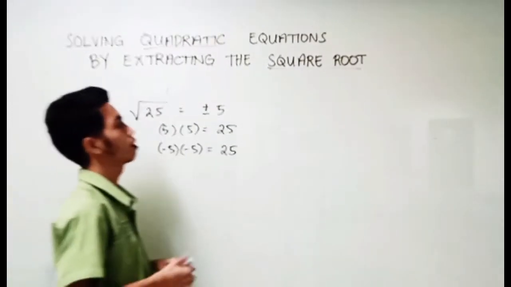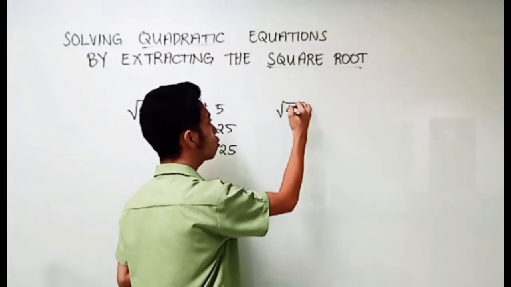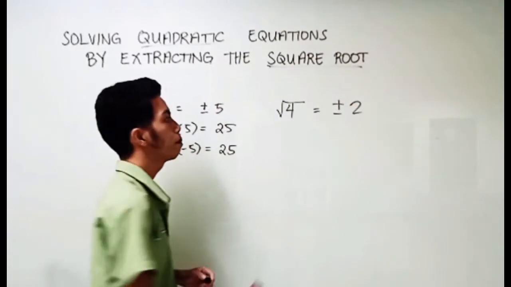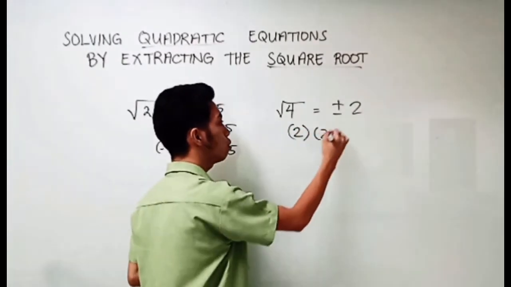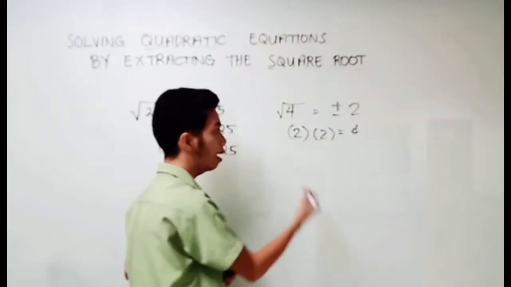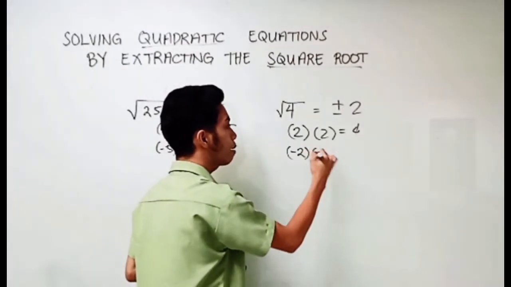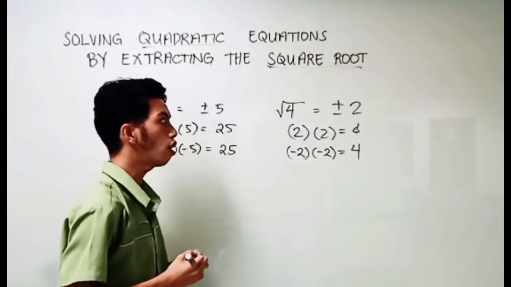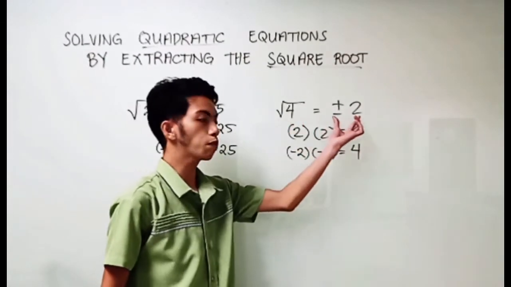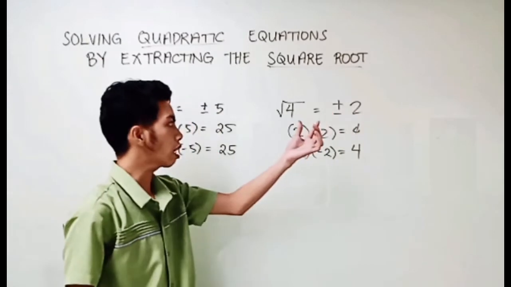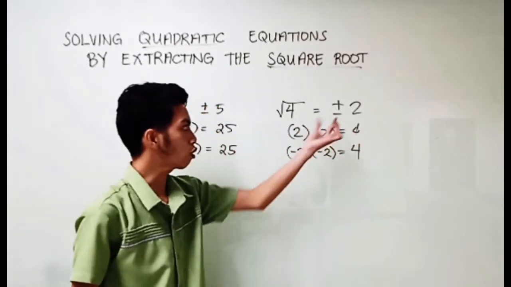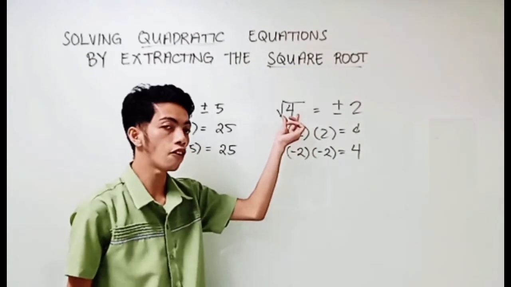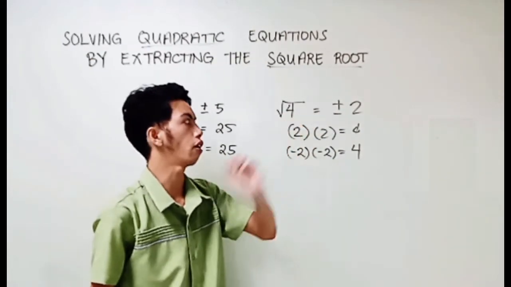Another example. If I'm going to find the square root of 4, that is positive or negative 2. Why? Because 2 times 2 is equal to 4. And then, negative 2 times negative 2 is also equal to 4. And therefore, the square root of 4 is positive or negative 2 kasi kapag i-multiply mo sa sarili, itong value na to, the answer would be 4. Wherein ang 4 ay isang perfect square.